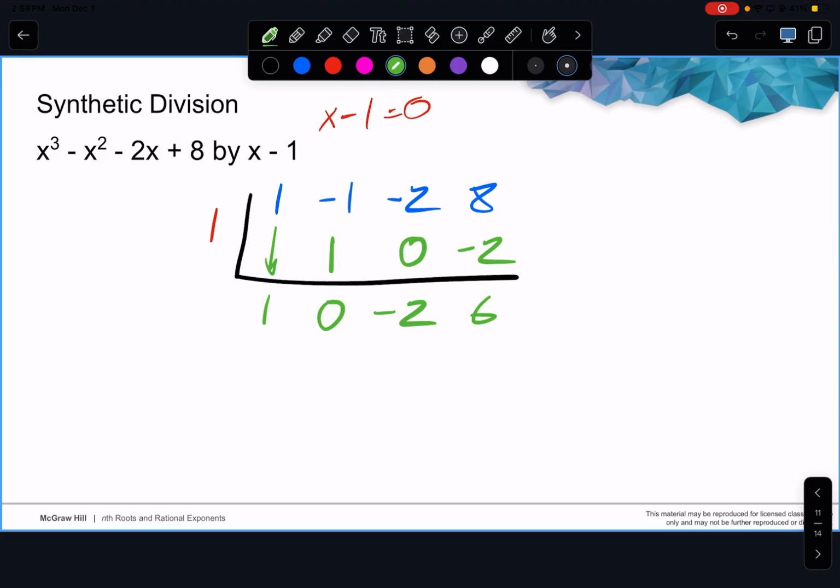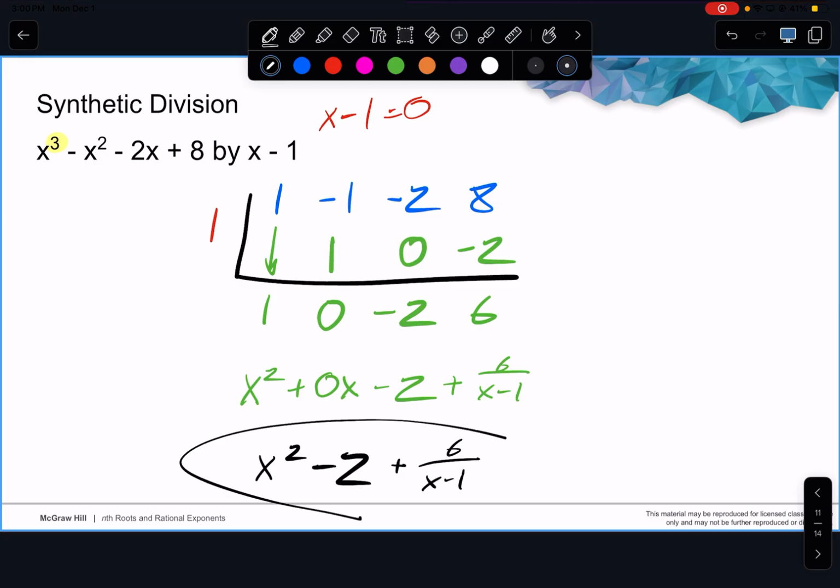Okay. Here's my suggestion for you guys. What you're going to see down there is that 0, right? I would do this first. I recognize that my degree started out as a 3. So because it goes down by 1 degree, it's going to now be a what? Our degree is going to be squared now. It's going to be 2. So this is going to be x squared. I would go ahead and put 0x just so you don't skip it or forget it. And then -2. And then plus the 6 is going to be our remainder over x minus 1. I would do that. And then to make your answer even better, I would get rid of the 0x. So x squared minus 2 plus 6 over x minus 1.